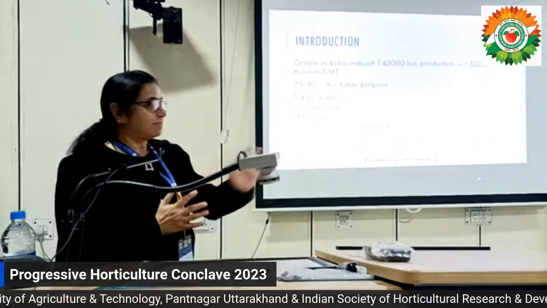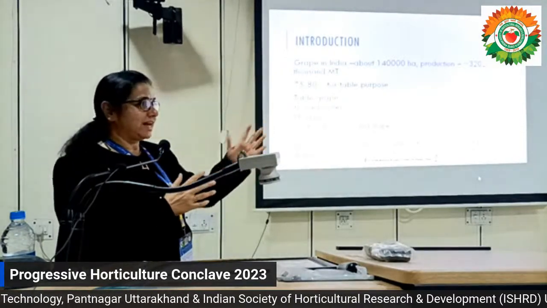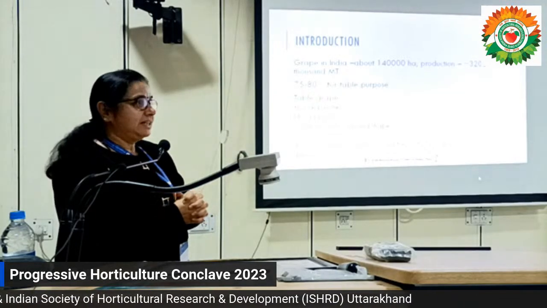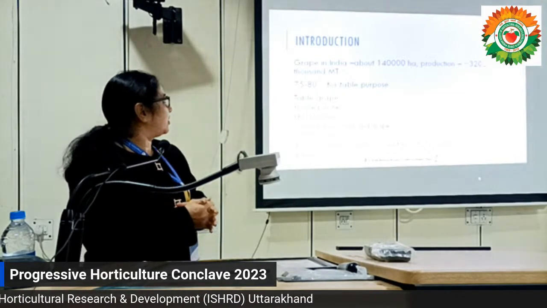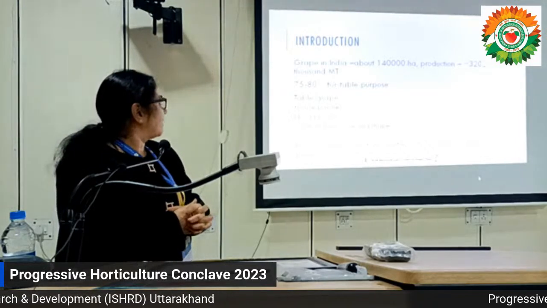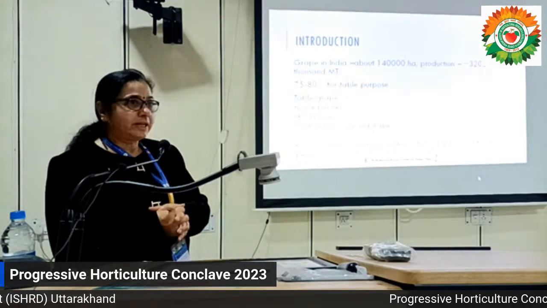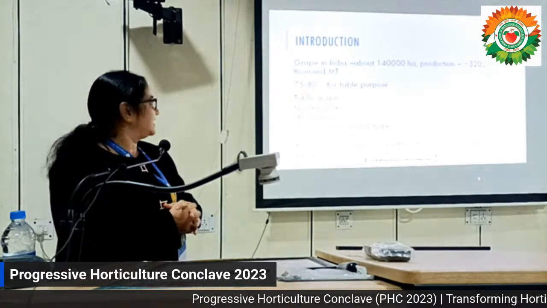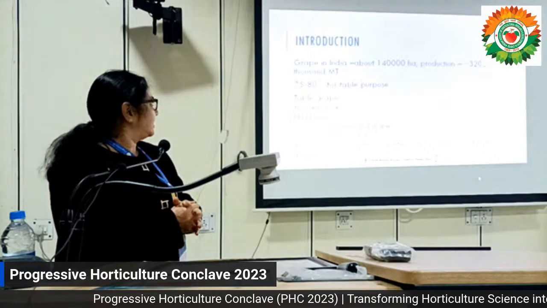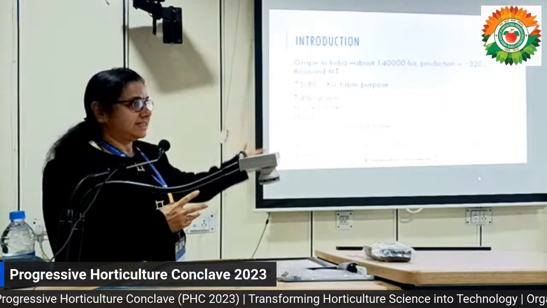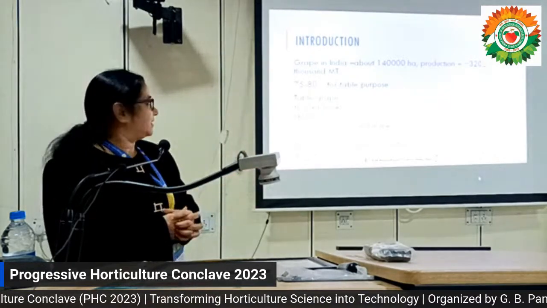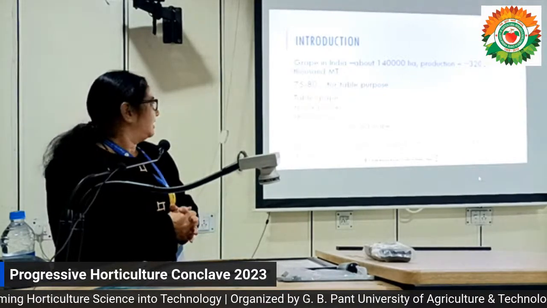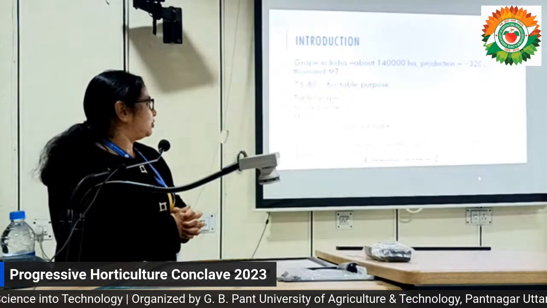As a brief introduction, grape in India is grown over an area of 140,000 hectares with a production of almost 3,200,000 metric tons annually. The majority of the grape is used for table purpose, and for its commercial importance, we require loose bunches, bold berries, and uniform berry size. These are the desirable traits for good marketability of table grape. So at our institute, there is a focus on the development of varieties with loose bunch and bold berries.